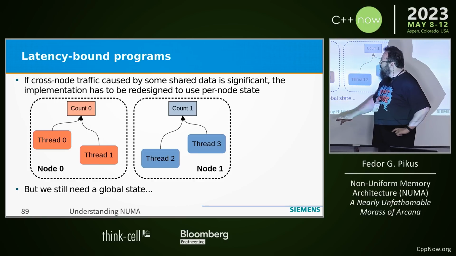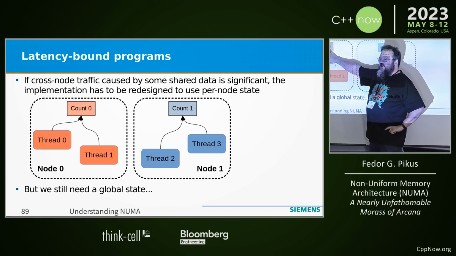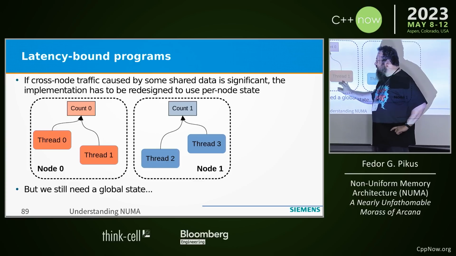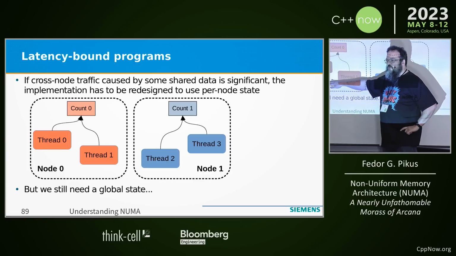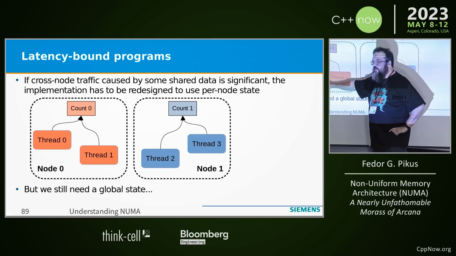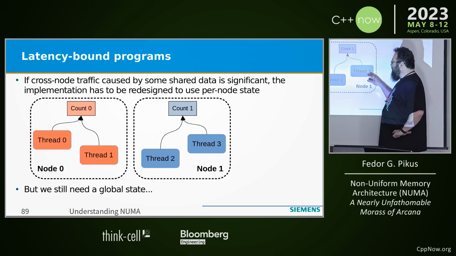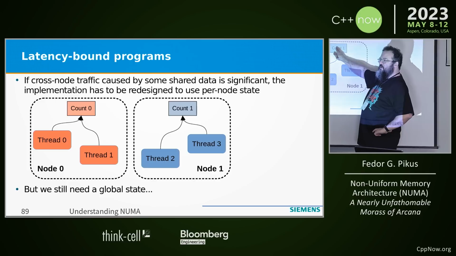Okay, so what you do is, on node 0 there is a count. Now you have to lock these threads to node 0. You don't have to lock them to cores, usually. Most of the time the OS will handle that. You have to lock them to node 0. There is a count. These threads are locked to node 1. There is a count.